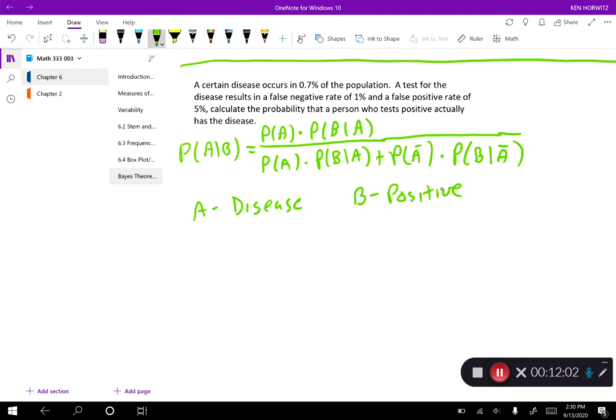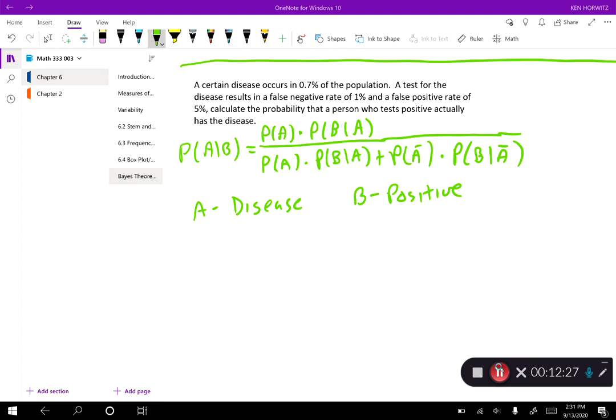Why don't you guys take 30 seconds and let's redo the formula, but start putting in, instead of event A, probability of getting disease. Instead of B, put in testing positive. And let's see where we stand. So pause the video. Let's redo the formula. And we'll see where we're at.